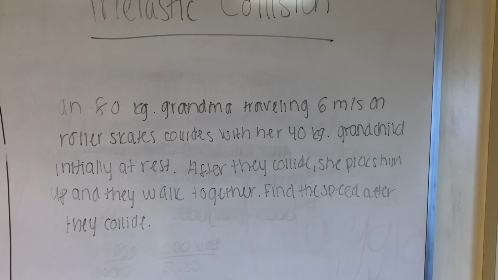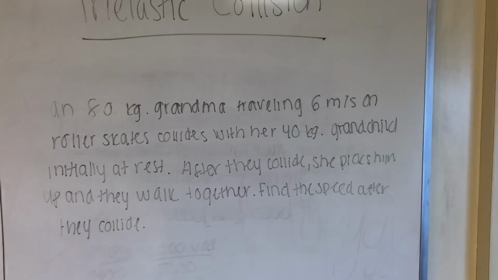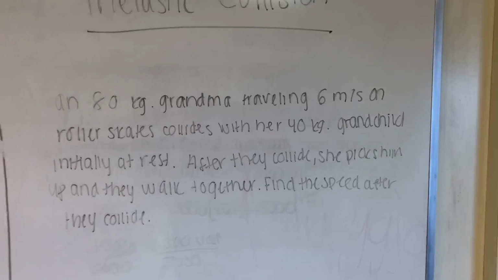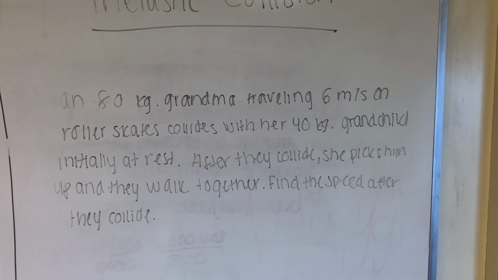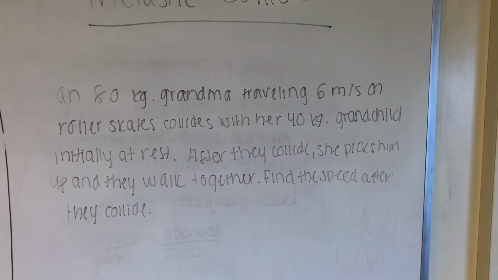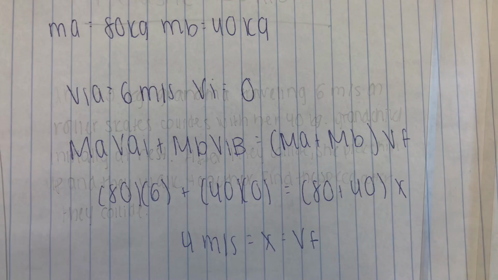For example, an 80-kilogram grandma traveling at 6 meters per second on roller skates collides with her 40-kilogram grandchild initially at rest. After they collide, she picks him up and they move together. Find the speed after they collide.